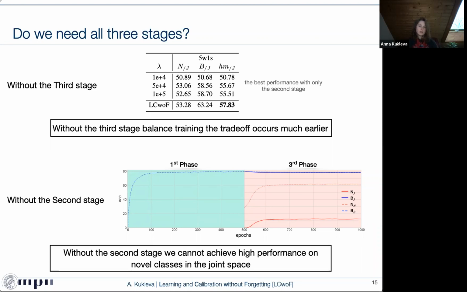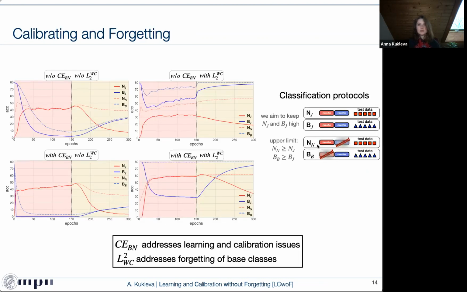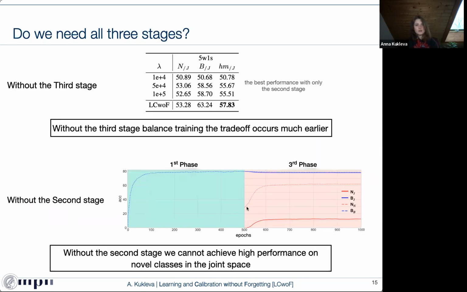So what if we skip the second stage and directly go to the third stage, when we have the balanced set and we calibrate together the base classes and novel classes? Then we can see that the novel accuracy, just novel accuracy, this one, basically when we have only the novel classifier and test on the novel classes, this is the standard few-shot learning accuracy. It's getting very high during the third phase as well.